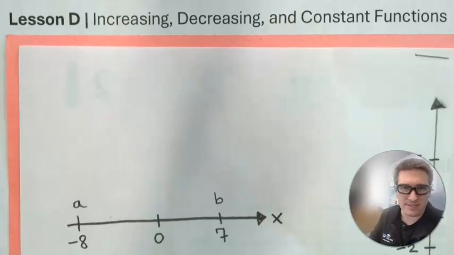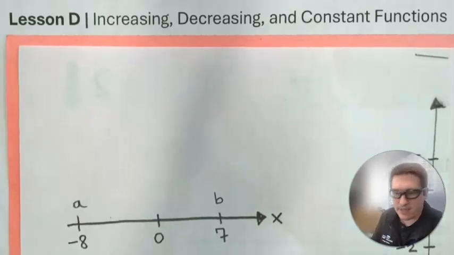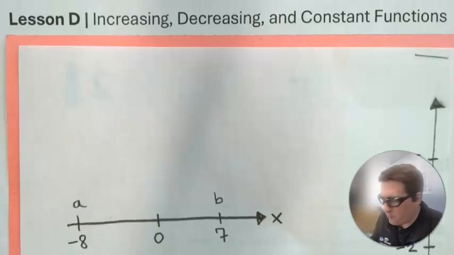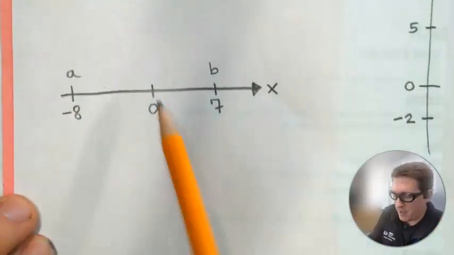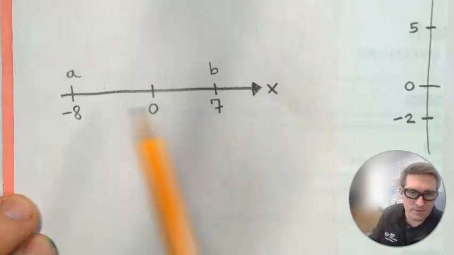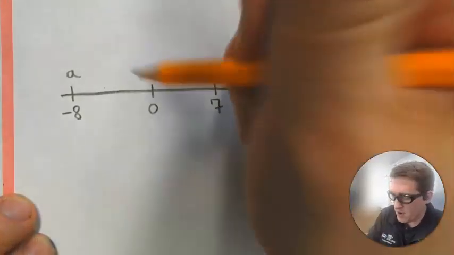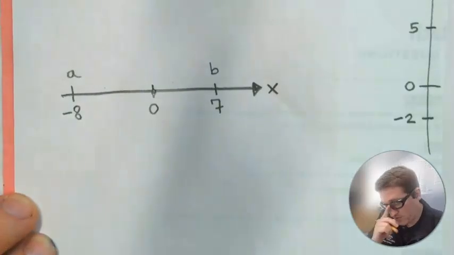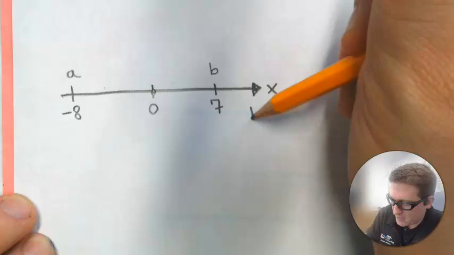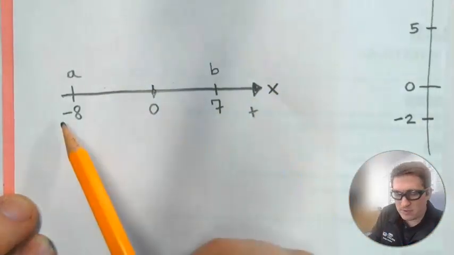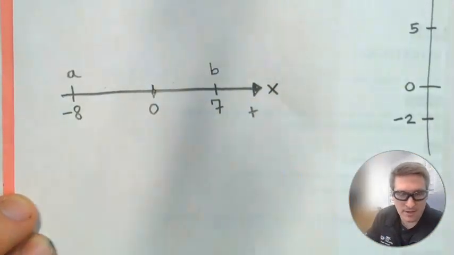All right, welcome to Lesson D, which is increasing, decreasing, and constant functions. Before I move on, I want to do a little service announcement here. Take a look at this number line with the letter X on it to represent the horizontal axis. Right here in the middle is my origin. All my numbers to the right of the origin, we all know that's the positive end. And all numbers to the left of the origin, we all know that's on the negative end.